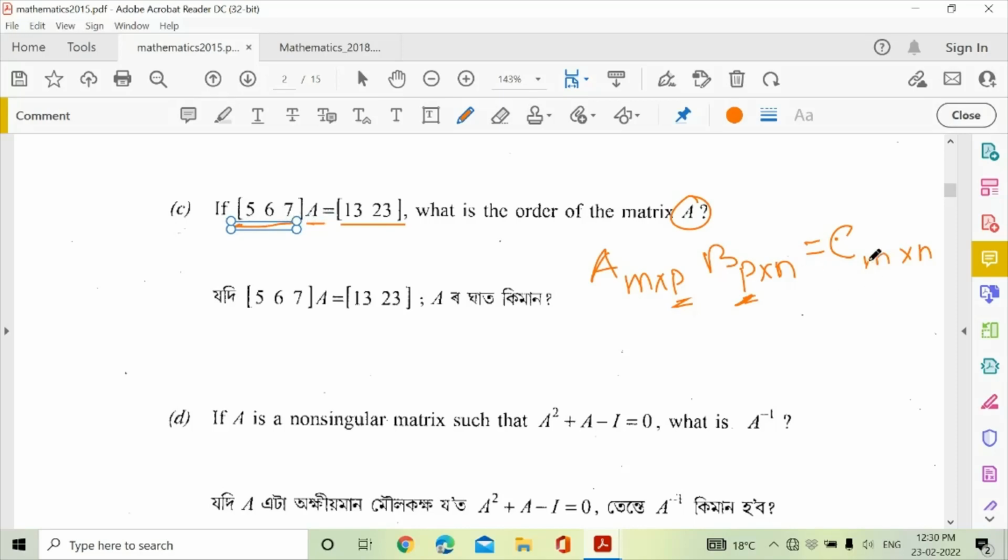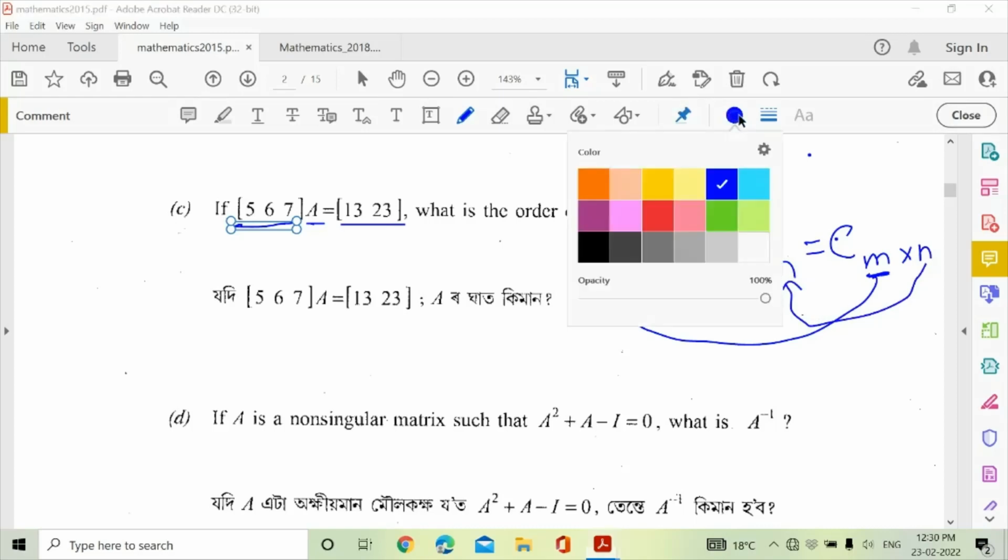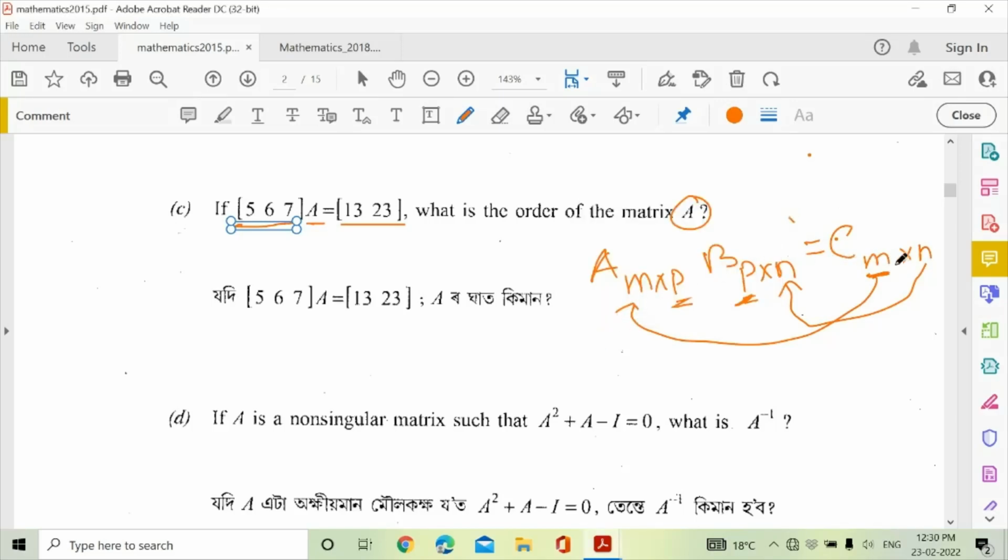Remember, the number of rows of the resultant matrix is nothing but the number of rows of the first matrix. And the number of columns of the resultant matrix is nothing but the number of columns of the second matrix. That means in the resultant matrix, the row number comes from the first matrix and the column number from the second matrix. Got it? We are going to discuss it.